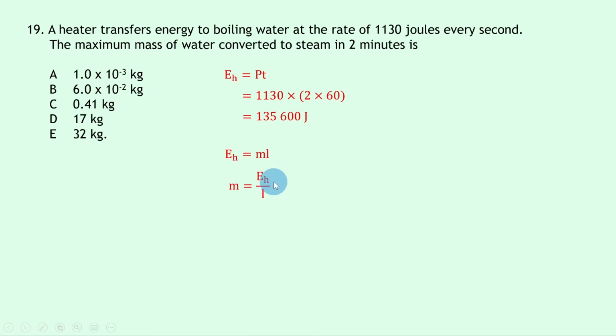So we have M equals EH over L. Substituting in the numbers, we get 135,600 divided by 22.6 times 10 to the 5, which is the specific latent heat of vaporization from the datasheet. And putting that into your calculator gives a final answer of 0.06 kilograms, but you'll see it's not an option written in that form, but we do have 6.0 times 10 to the minus 2 kilograms, which is the same. So that's the same as 6 times 10 to the minus 2 kilograms, which means our answer is B.